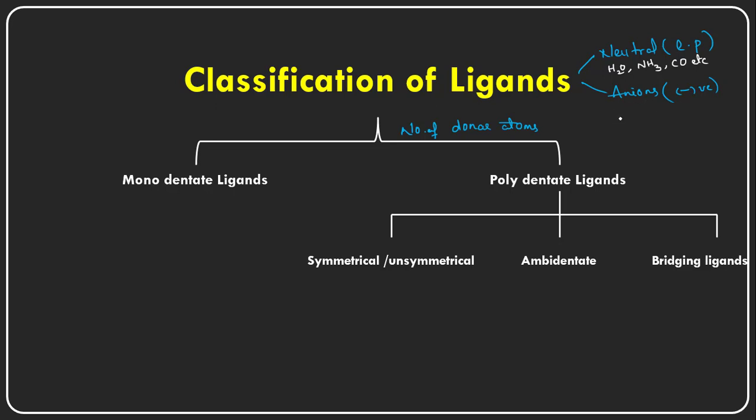Anions means the OH minus ion, and all the halogens like Cl minus, Br minus, F minus. So all the halogens come under the anions, along with sulfate, nitrate, etc. These are the anions. And these ligands must carry either a lone pair of electrons or a negative charge, so they must have the ability to donate a pair of electrons to the central metal ion.